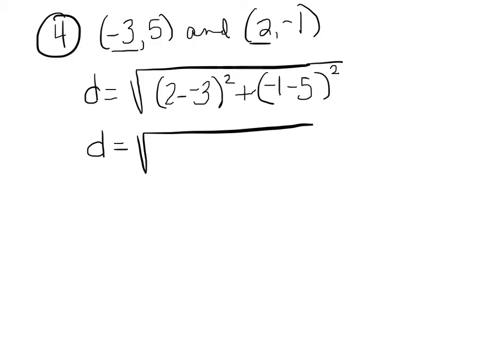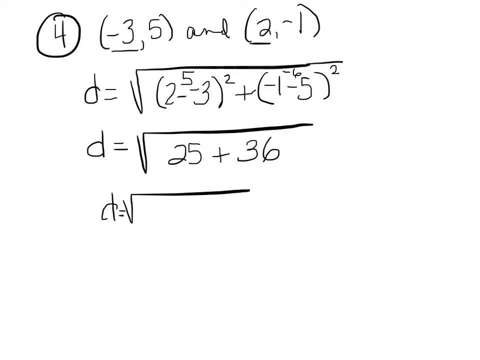2 minus negative 3 becomes 2 plus 3. So that would be 5 squared, which is 25. I did skip a few steps. If you don't want to, that's okay. Now we're going to add negative 1 and negative 5. That gives us negative 6 squared, which gives us 36. We add 25 plus 36, that gives us the square root of 61. And if we round that to the nearest tenth, you would get 7.8.